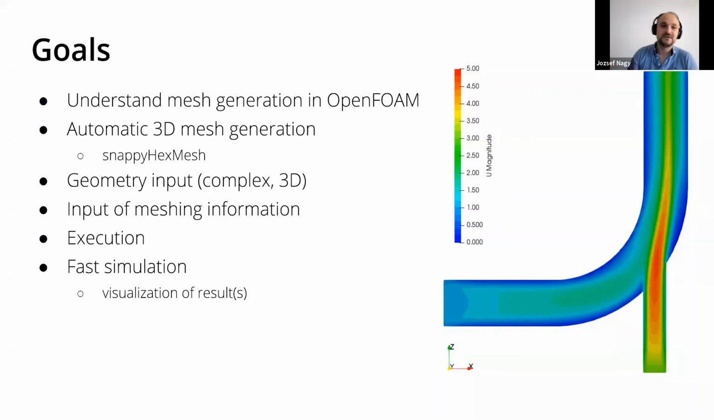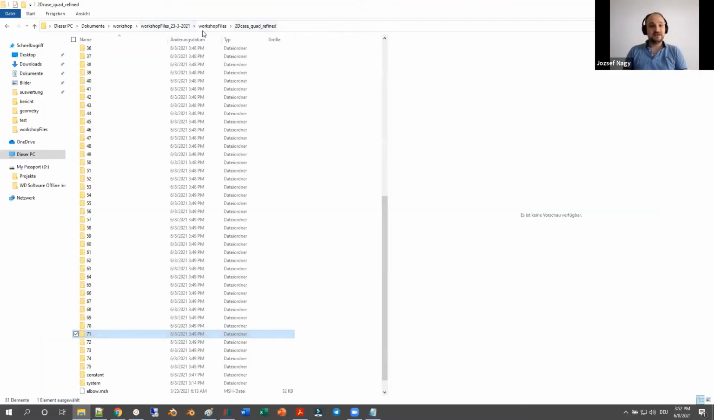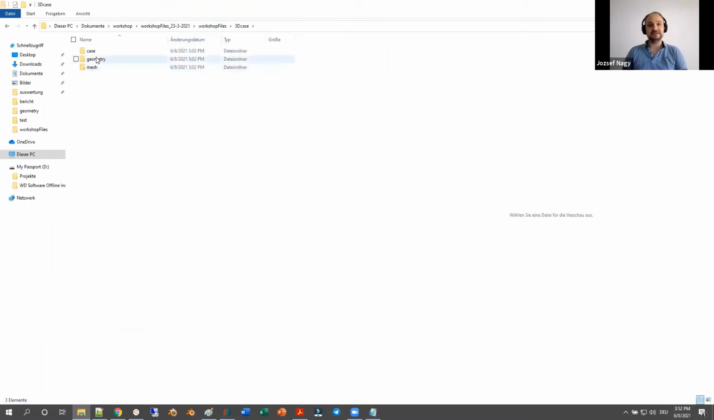Here we need a mesh. We don't have any mesh. So here we will now, in the next approximately 40 minutes, create a 3D mesh of this elbow case with snappyHexMesh, the automated mesher. I pre-created a geometry for you, and we will run the mesher, and then, of course, we will also run the simulation and visualize the results in ParaView. Okay, so this is the workflow that I showed you before. So the first step is already done for you. I already created the geometry. It can be found in the 3D case in the geometry folder.